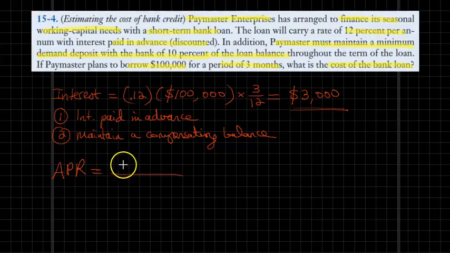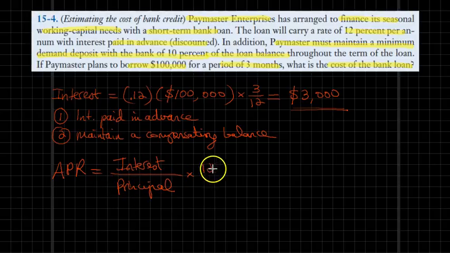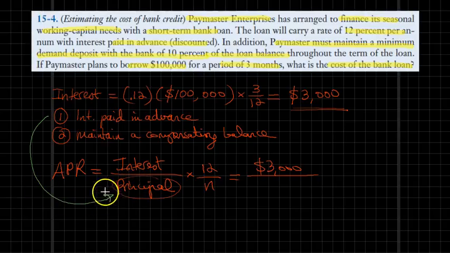Recall the APR formula is interest expense divided by principal, times 12 over the number of months n. So in our case, the interest expense is $3,000. For the principal, we need to make adjustments. Recall that we need to make two adjustments: the fact that interest is paid in advance, and also that the company needs to maintain a compensating balance.